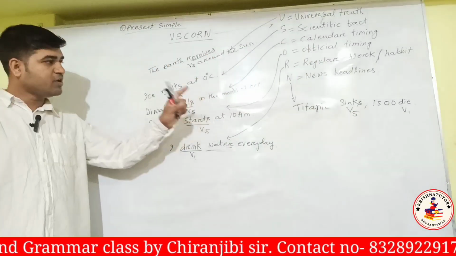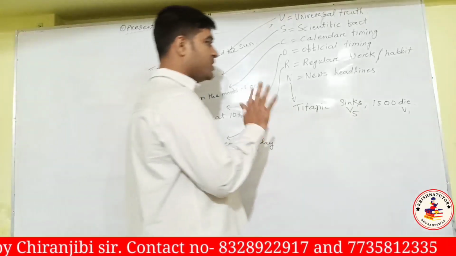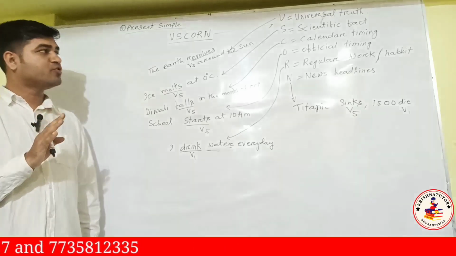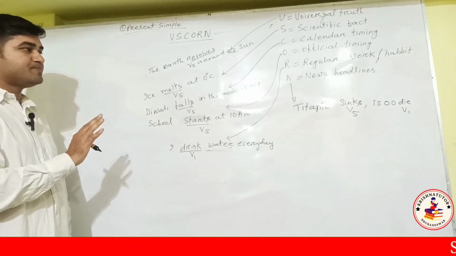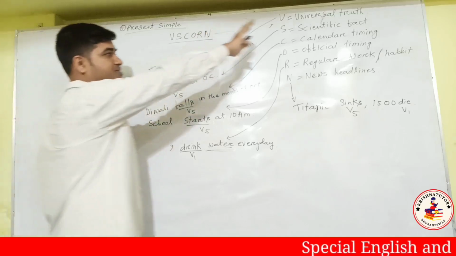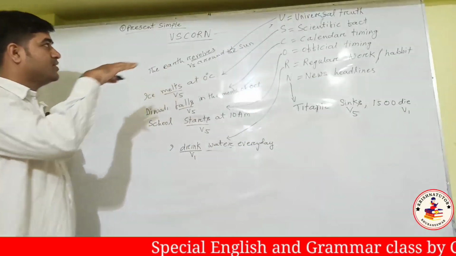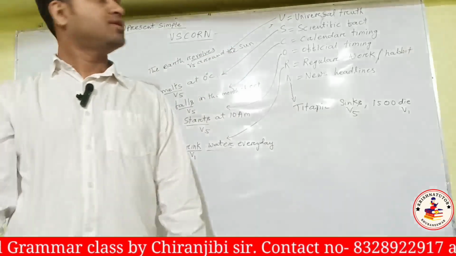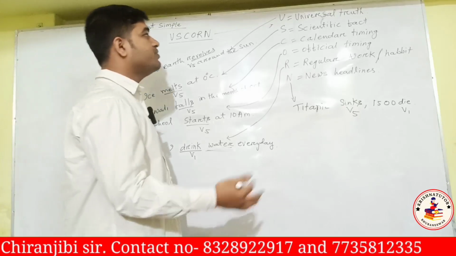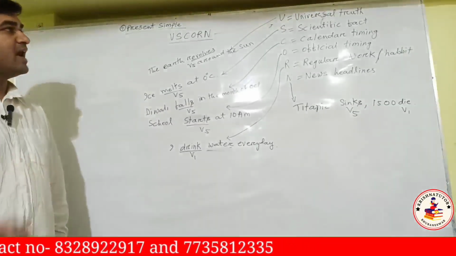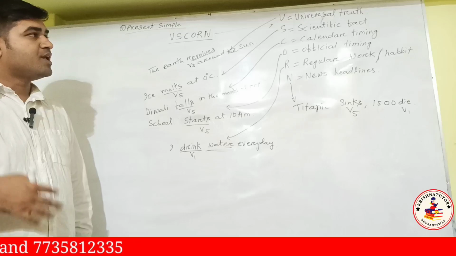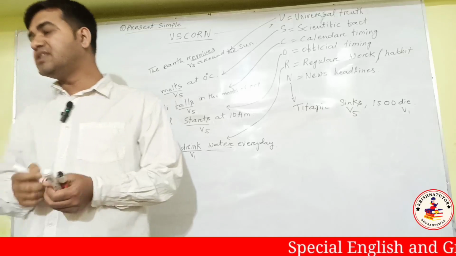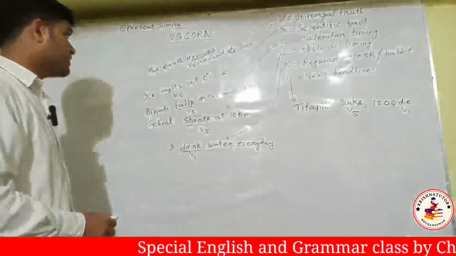So listen to me. What you have learned from here: if it is V1 or V5, then we need to use present simple tense. And in these six situations we have to apply present simple tense. What are the situations? Universal truth, scientific fact, calendar timing, official timing, regular work or habit, and news headline. You need to use present simple tense.